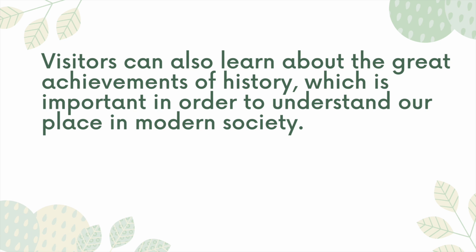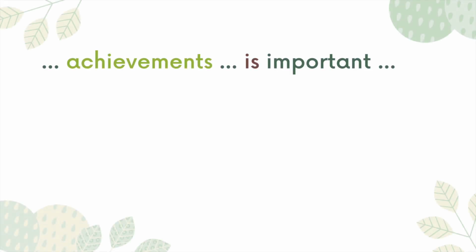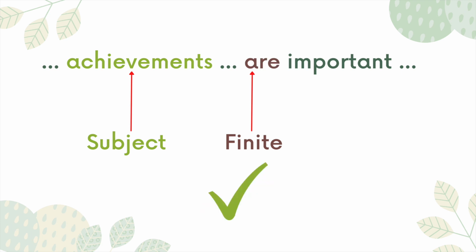Since the relative pronoun which refers back to the noun group the great achievements of history, and since the main noun in that group is the plural noun achievements, then the finite element in the relative which clause needs to be are. Again, this is an easy mistake to make when using complex noun groups.